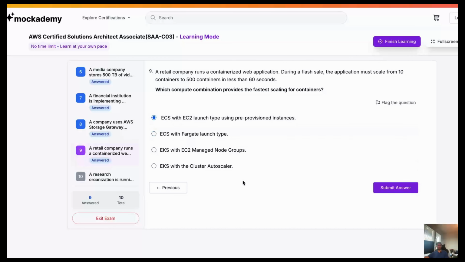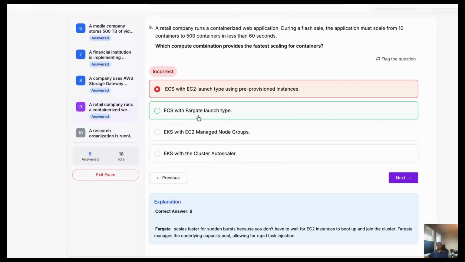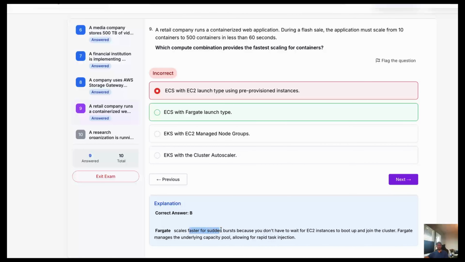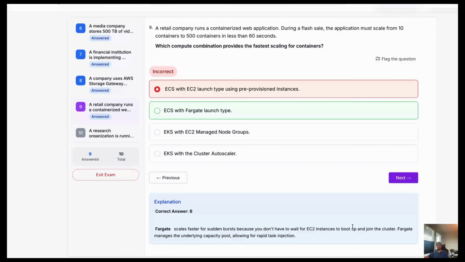I think the right answer is option A. Sorry, the right answer is option B, ECS with Fargate launch type. Fargate scales faster for sudden bursts because you don't have to wait for EC2 instances to boot up and join the cluster. Fargate manages the underlying capacity pool, allowing for rapid task injection.